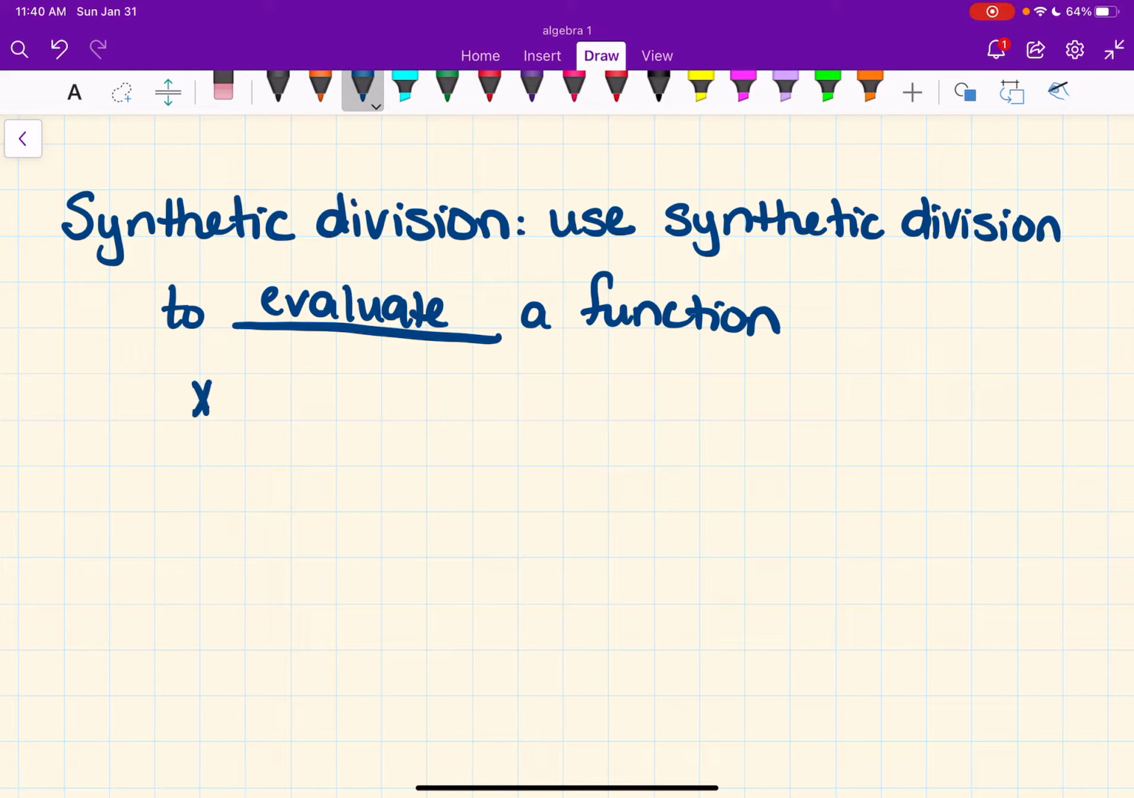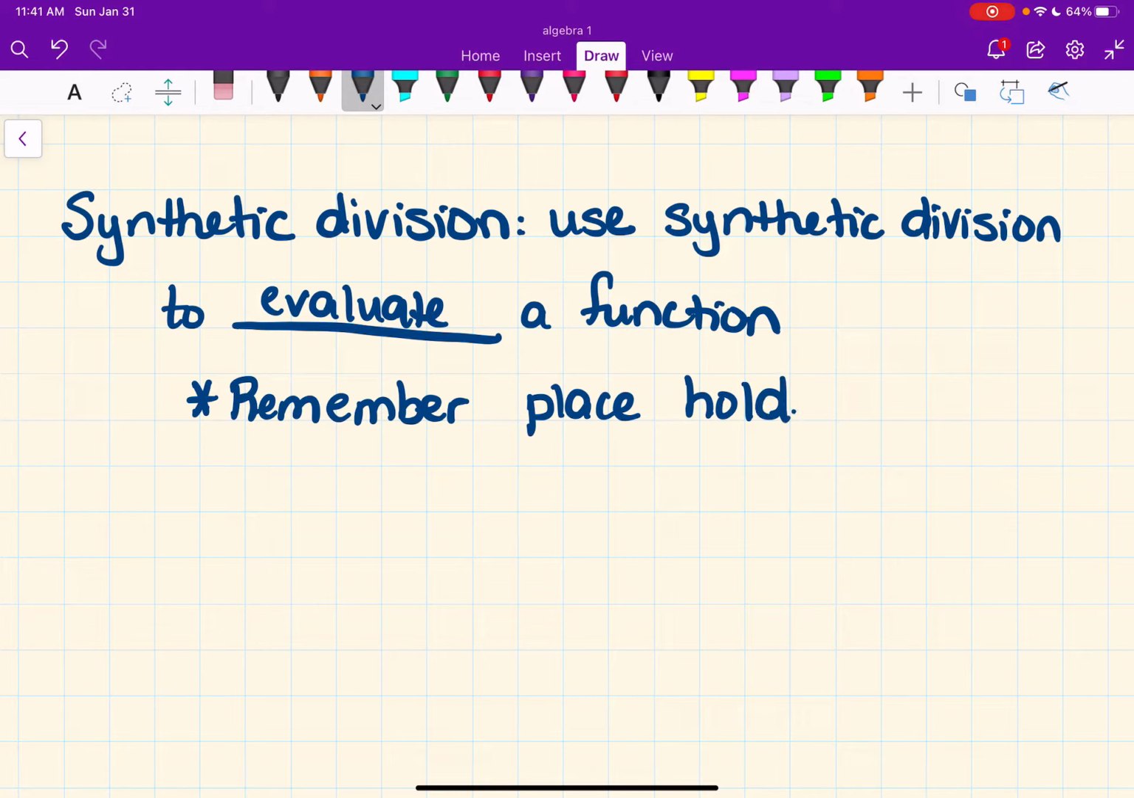Now remember, when we're doing synthetic division, always use placeholders. And I'll show you what I mean here. I think most of you will remember this. We've done synthetic division before. Most of you didn't find it overly complicated.